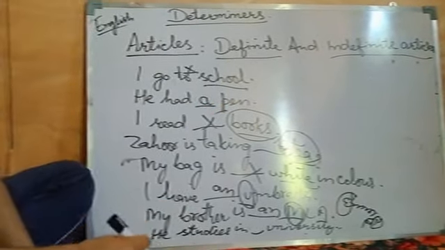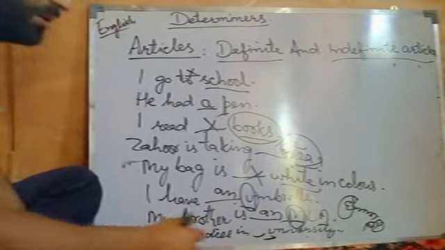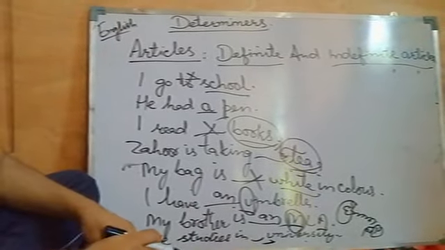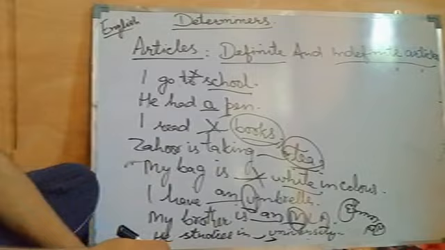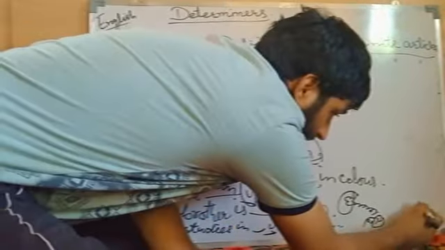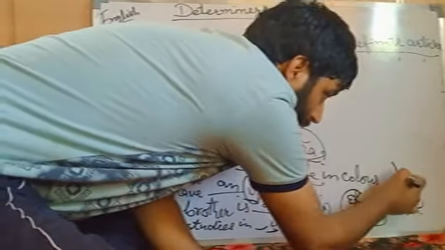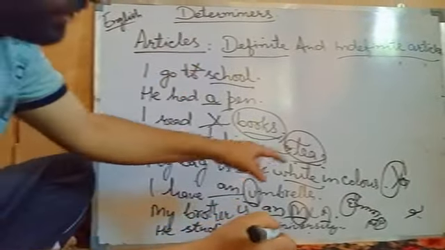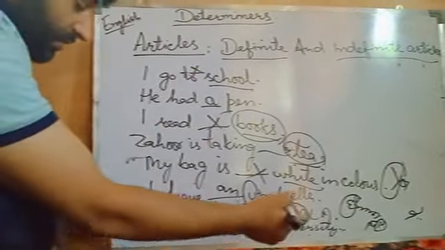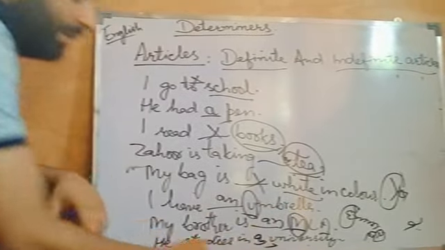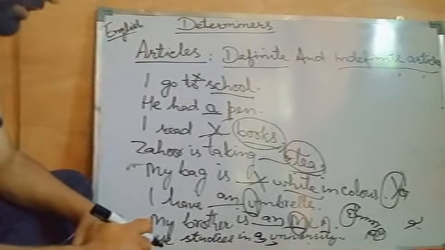He studies in dash university. U is a vowel, but here it gives the sound of a consonant. University, ye wa, Y O U. It gives the sound of Y, yani ki U. That's why we had to use a university, not an university.